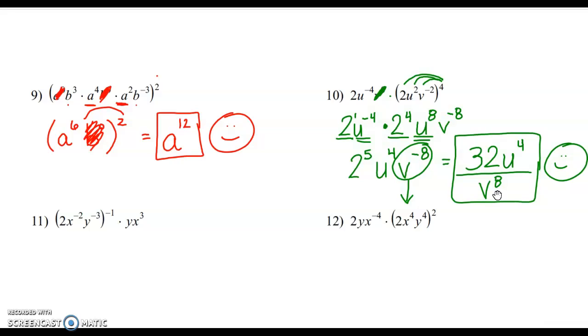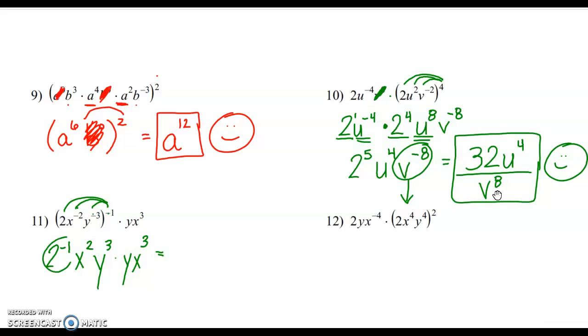All right, 11, I've got to take care of that outside exponent before I multiply. So nothing I can do to simplify the inside, so I'm bringing in that negative 1. So I have 2 to the negative 1. X to the negative 2 times negative 1 is 2. Y to the negative 3 times negative 1 is 3.